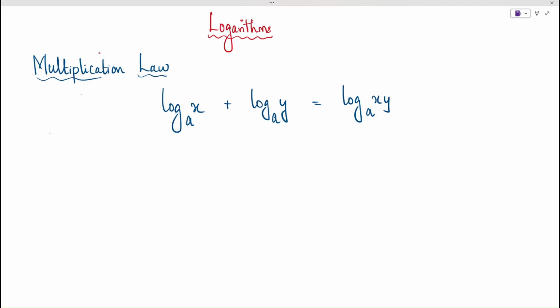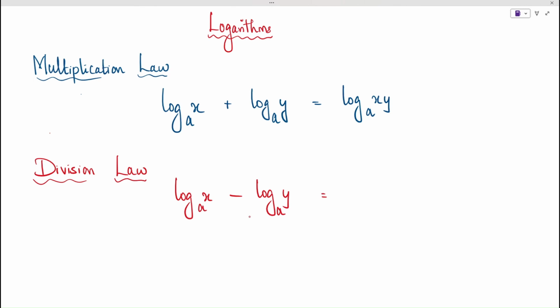And we need to know the division law. So this works as log x base a minus log y to the base a is equal to log of x over y to the base a. And so we're going to use these to answer our questions.